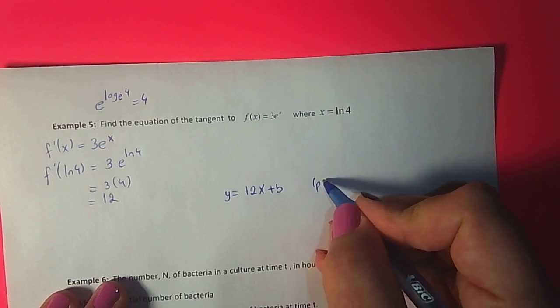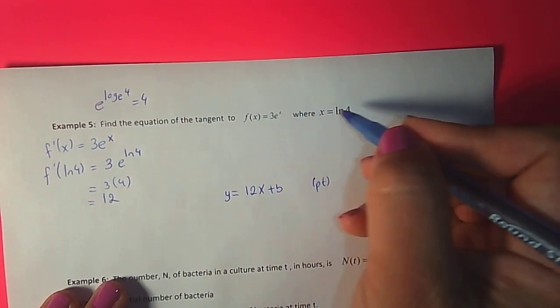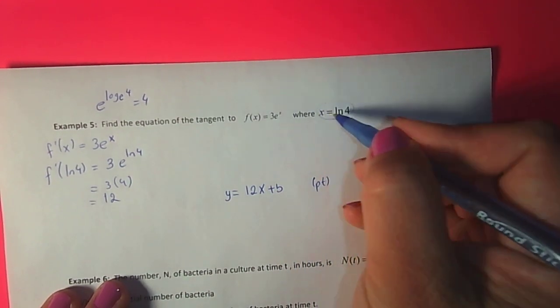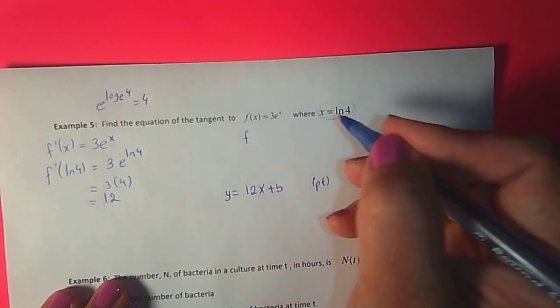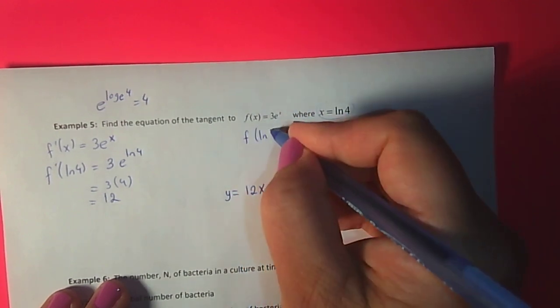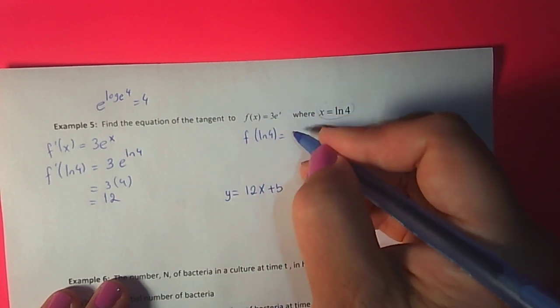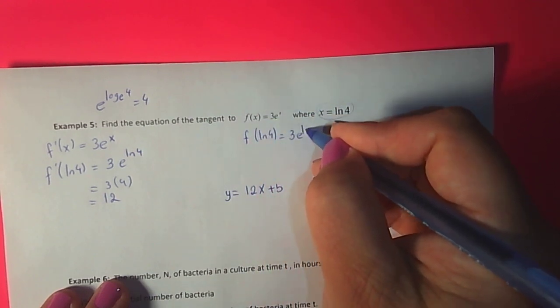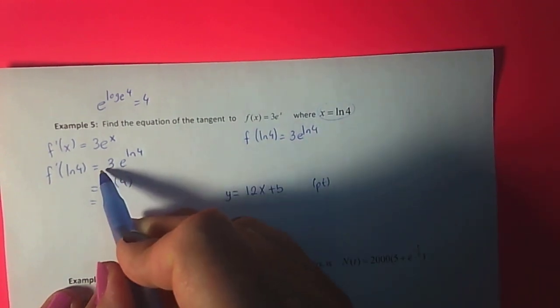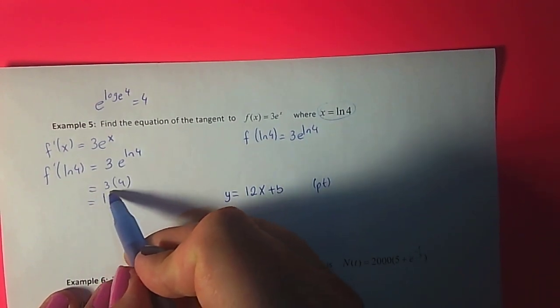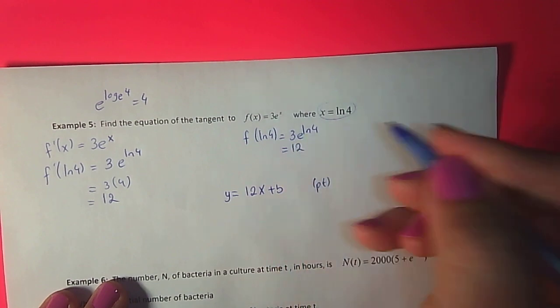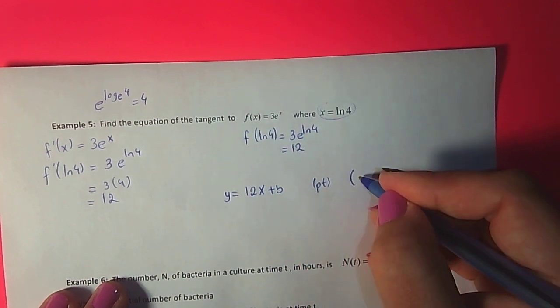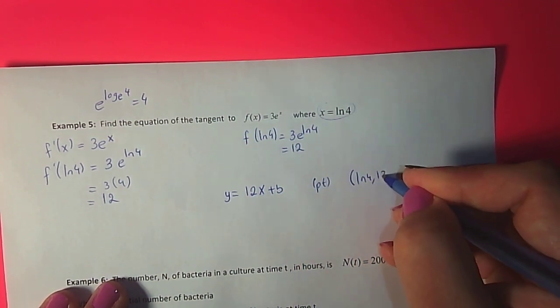So we need a point to sub, right? Again, we are given the x coordinate of the point. We need to calculate the y coordinate. So I'm going to sub in ln 4 in the original equation. This gives us 3 times e to the power of ln 4. Because the derivative is the same, we already calculated that value and we get 12. So the point is then ln 4 and 12.